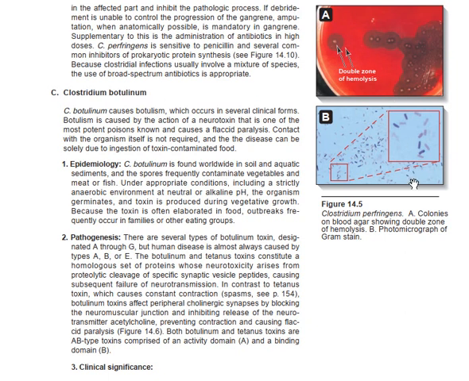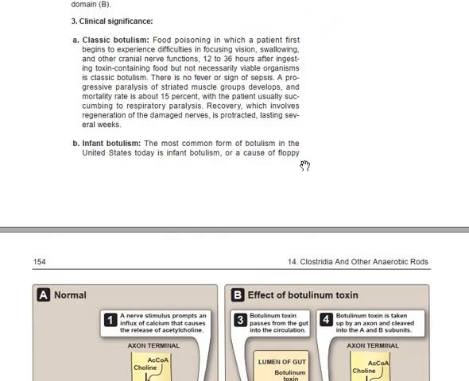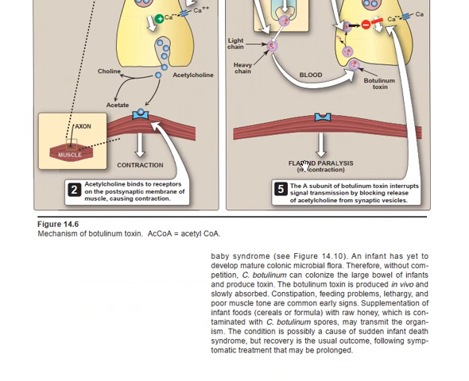Now this is the gram stain of Clostridium perfringens. You can see the purplish color of the rods. So that's why you see that Clostridium is a gram positive rod. Just to tell you that Clostridium perfringens, like other Clostridium, are gram positive rods.